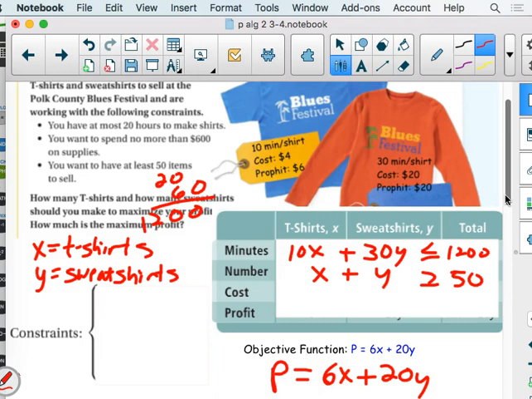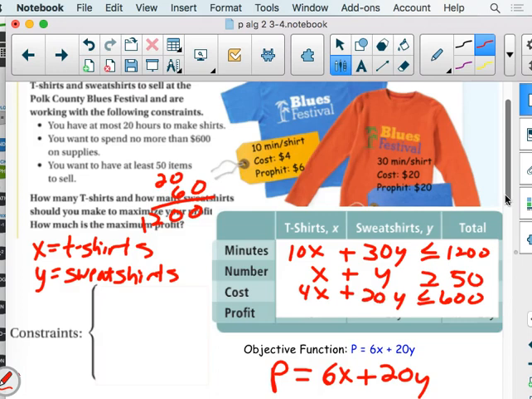And then there's the good old cost first. So we need to know something about money. How much money did you have to spend on this whole thing? $600. So definitely we're going with less than or equal to with that 600. So how much is it going to cost us to just get plain old blue t-shirts? $4. How much does it cost us to get just plain old red sweatshirts? $20.